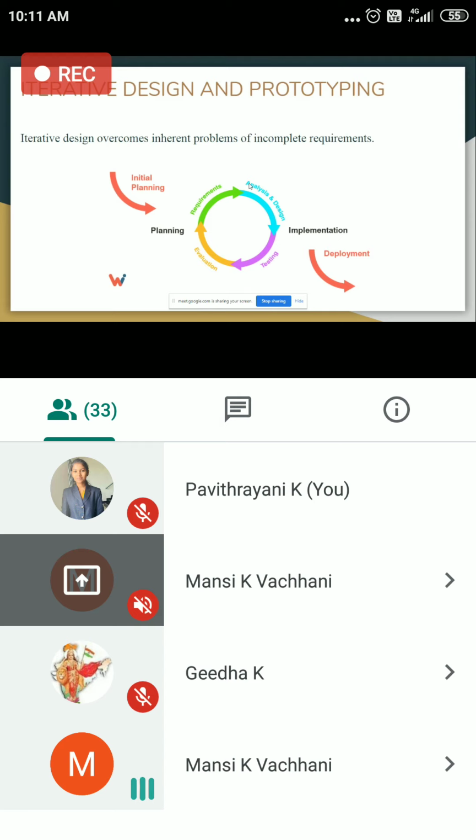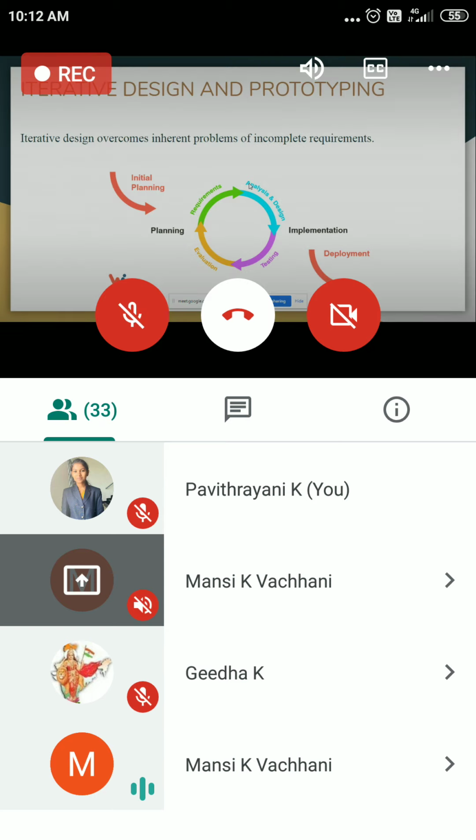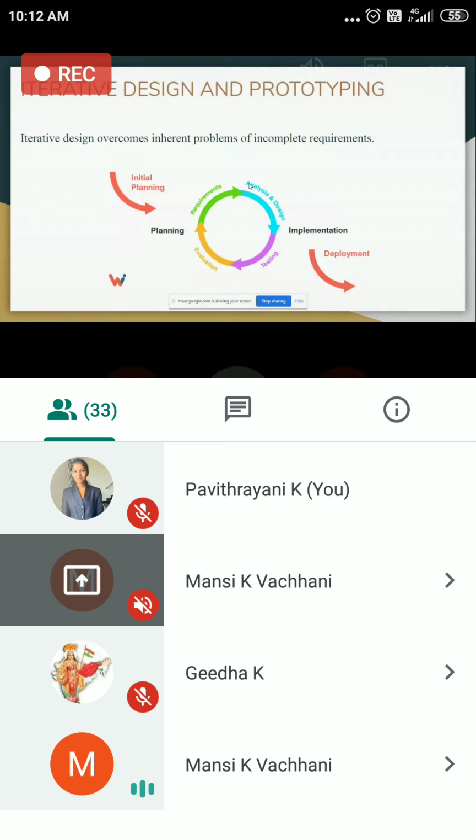Next is iterative design and prototyping. What does iterative design mean? Why do we go for iterative design? Because it overcomes inherent problems like incomplete requirements. If any requirement is incomplete, it will overcome that. So this is the process.